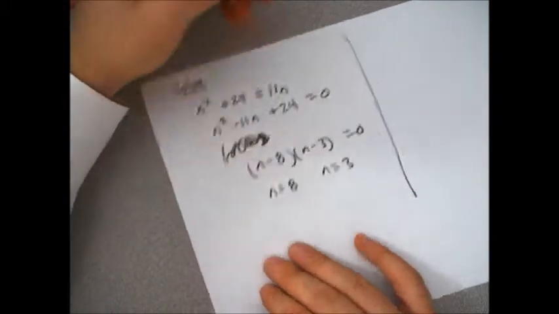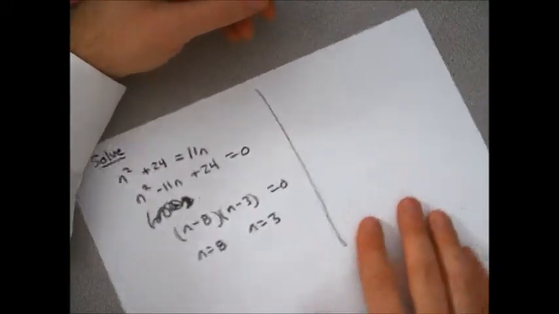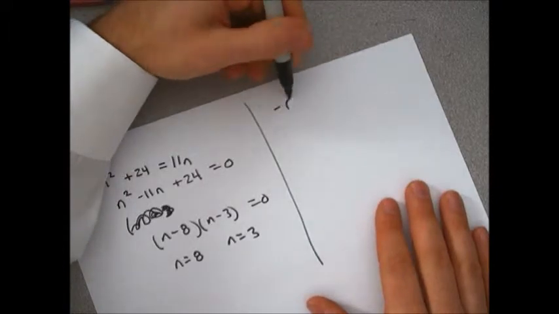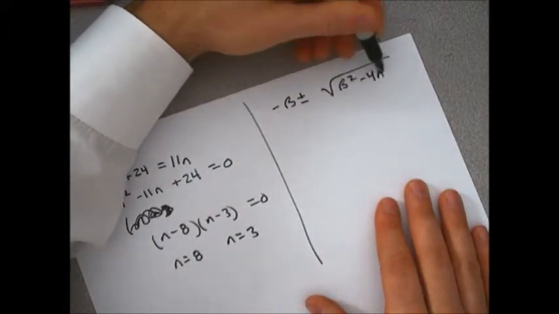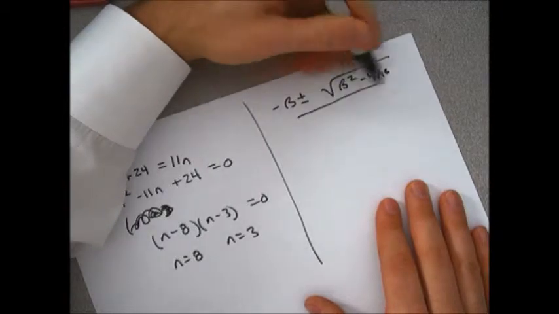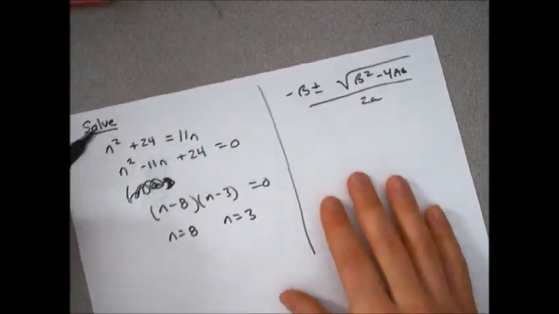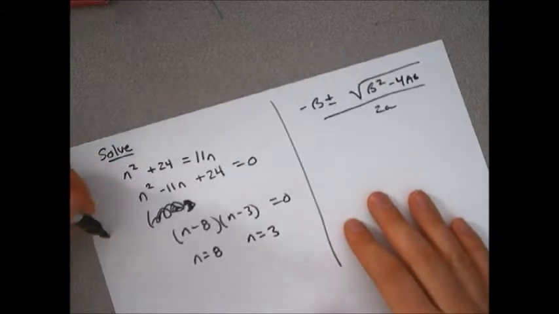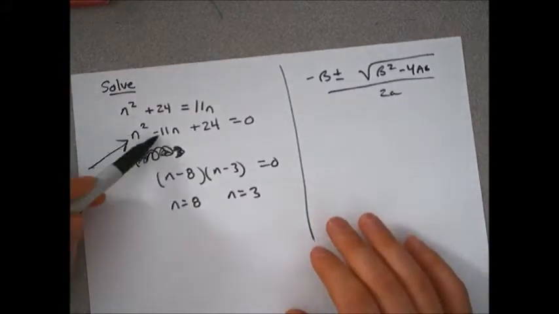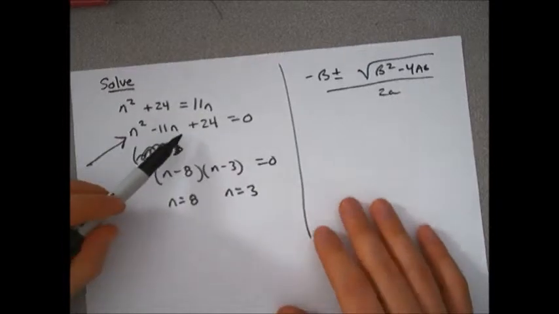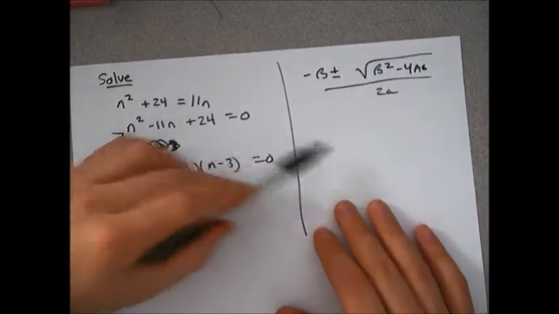If you didn't see that, what other ways could you solve this? You could try the quadratic formula, which is negative b plus or minus the square root of b squared minus 4ac all over 2a. What would you know here? After you had it set to 0, a would be 1, b would be negative 11, c would be 24, and you would plug those in.